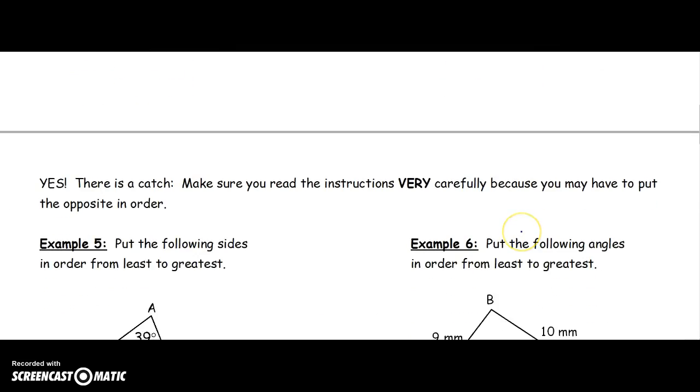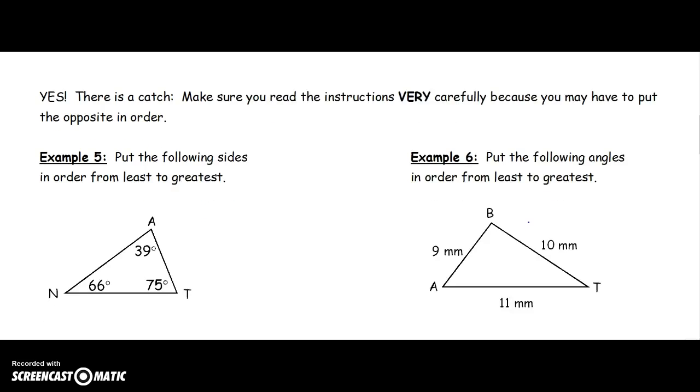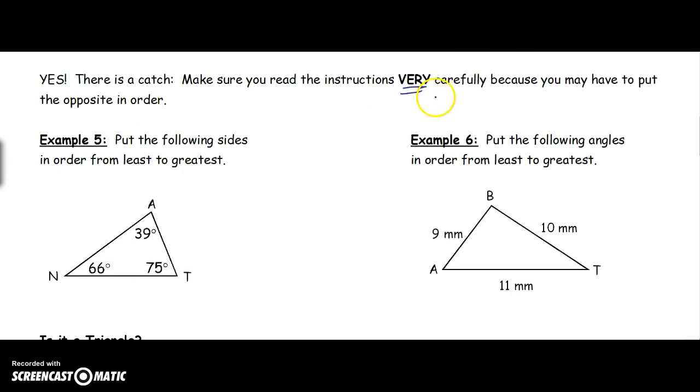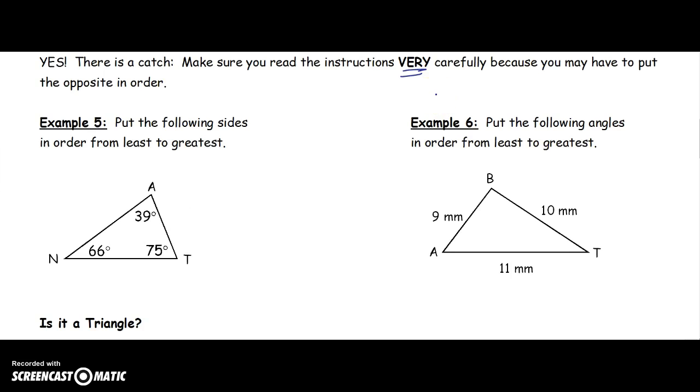You may be thinking, wow, that's so easy, but guess what? There is a catch. Make sure you read the instructions very carefully because you may have to put it in the opposite order, or I may give you angles and tell you to put sides in order from least to greatest, like here. I give you angles in this triangle, and I want to put the sides in order from least to greatest. Those correspond with the angle measures.